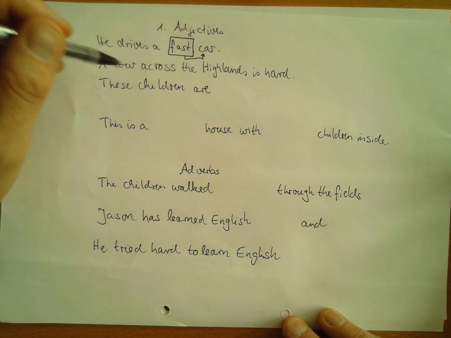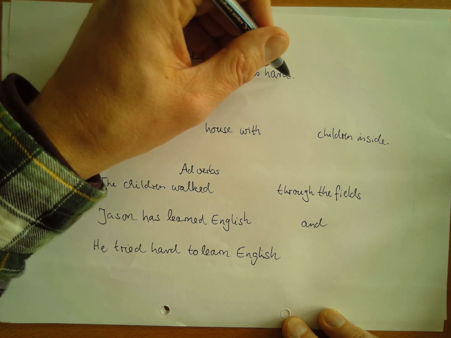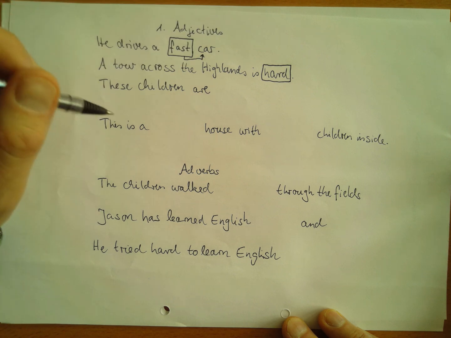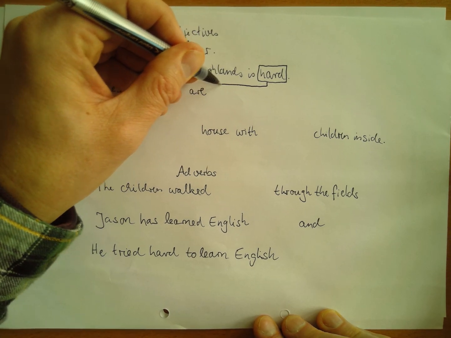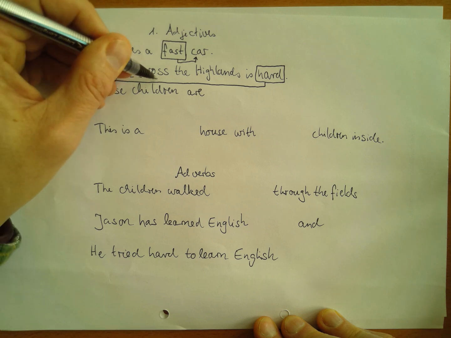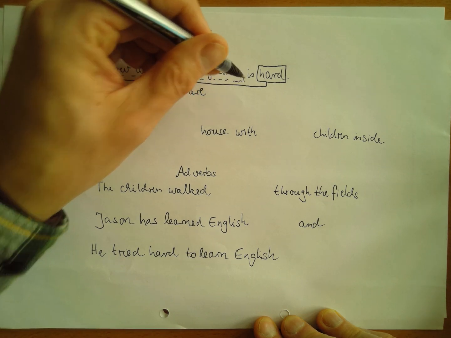Good. Let's have another sentence. A tour across the Highlands is hard. What is a tour across the Highlands like? It is hard. So hard describes the tour. So it is an adjective that relates to the tour across the Highlands. So it's actually the whole thing that is described with this adjective. A tour across the Highlands is hard.